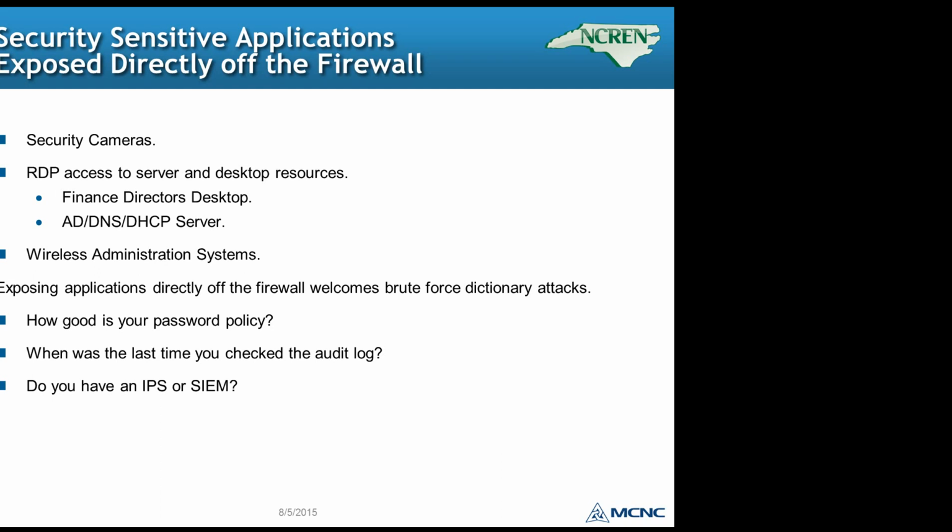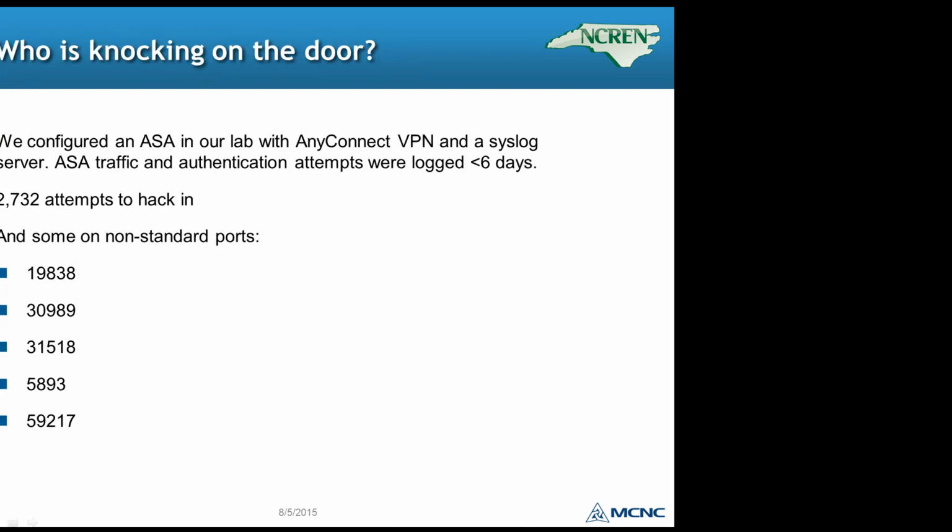So we did a little experiment with our ASA here in the CNE lab. We set up a Cisco AnyConnect VPN on this, and we sat back and logged who was trying to hack into it over less than a week. We had pretty close to 2,700 attempts to hack into the ASA, and some of them were on some pretty non-standard ports.